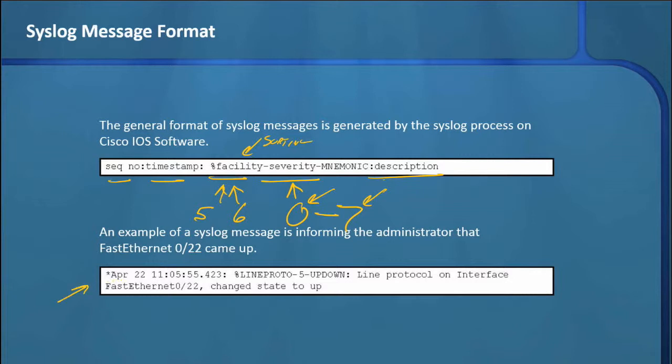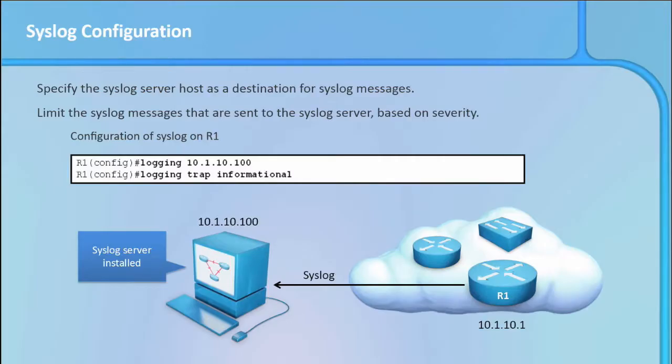So a common logging message might have the date, and it'll say line protocol changed to down, the line protocol on interface FA0/22 changed state to up. So we just had an up-down change. In this case, we just see an interface came up. Nothing too special there. As far as setting up syslog, it's extremely easy.